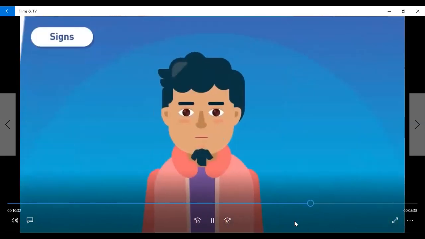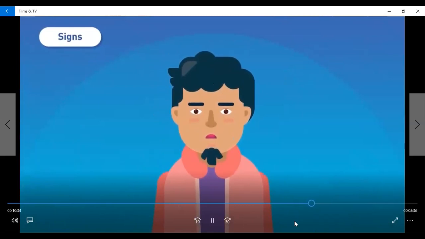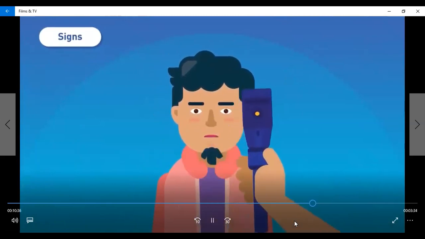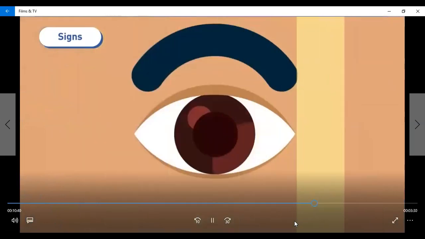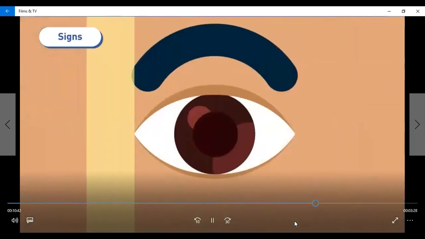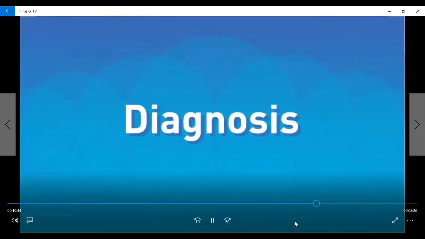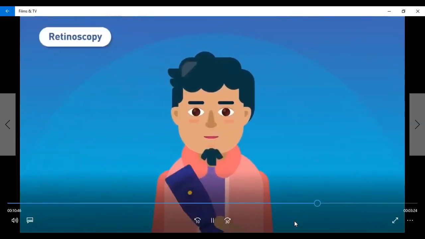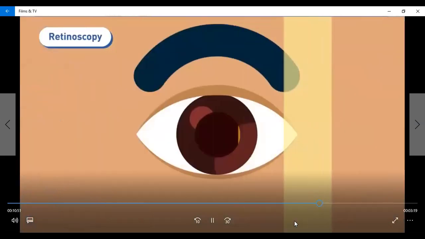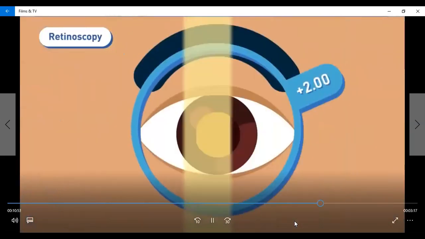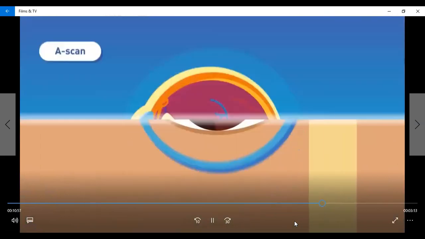Signs. Small eyeball. Corneal diameter may be small. Retinal exam might show false changes due to distortion of image when hyperopia exceeds 5 diopters. Diagnosis. Retinoscopy. A handheld device that throws light in the eye and allows us to observe its movements and reflection, hence helping to confirm the refractive error.